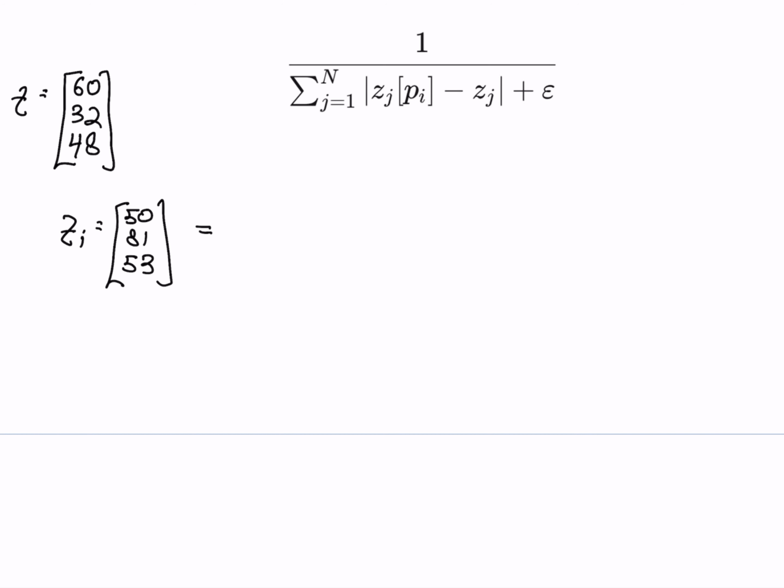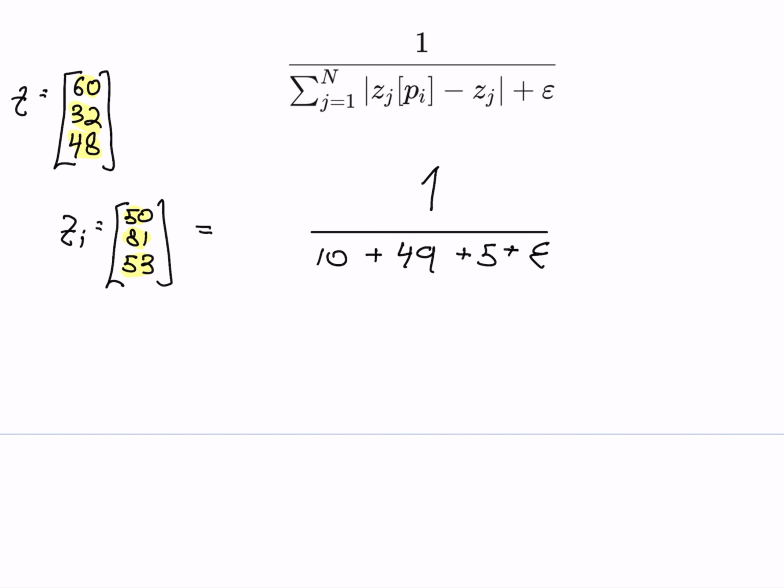So the weight function should be 1 divided by (10 plus 49 plus 5 plus epsilon). Why? Because the difference between 60 and 50 is 10, the difference between 32 and 81 is 49, and the difference between 48 and 53 is 5. Now, why do we need the epsilon? In the rare case where both vectors are identical, I don't want to divide by 0. Therefore, I add a tiny epsilon. This is a very simple method and it works.